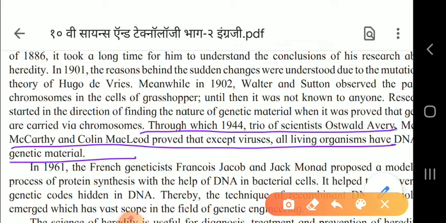Now, in 1961, the French geneticists Francois Jacob and Jacques Monod proposed a model for the process of protein synthesis with the help of DNA in the bacterial cell. It also uncovered the genetic codes which were hidden in the DNA. DNA, as you already know, is deoxyribonucleic acid. The technique of recombinant DNA technology then emerged and has a vast scope in the field of genetic engineering.